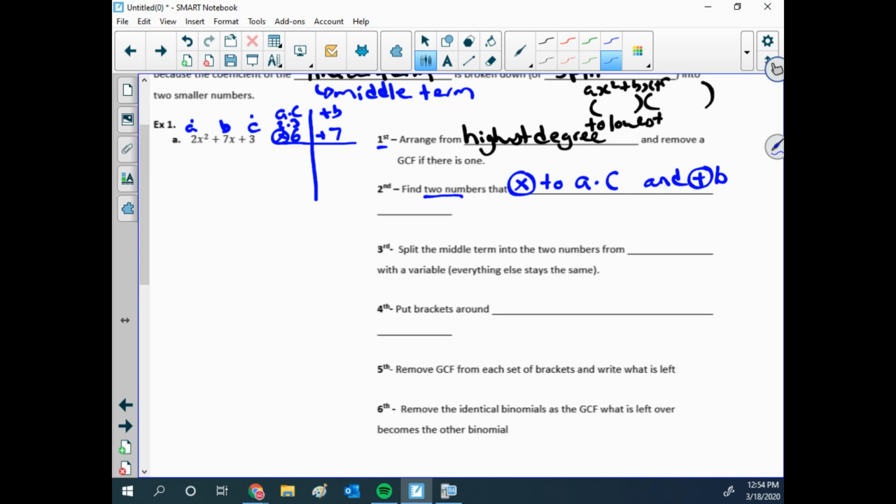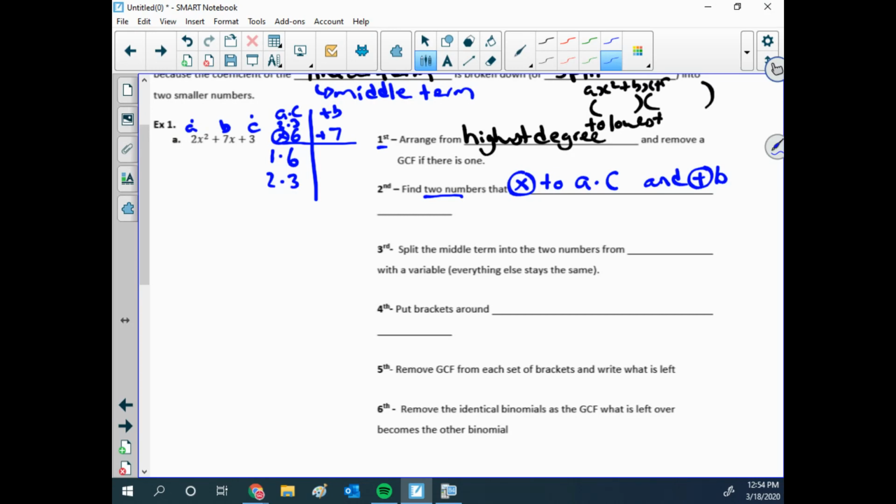So, two numbers that multiply to 6 and add to 7. Now, if you can't think of those two numbers off the top of your head, the best way to start is by listing all of the factors of 6. Well, what are the factors of positive 6? Well, 1 times 6 and 2 times 3. I could also go -1 times -6 and -2 times -3, but there's no other negative sign in this question, so I'm not going to include them.